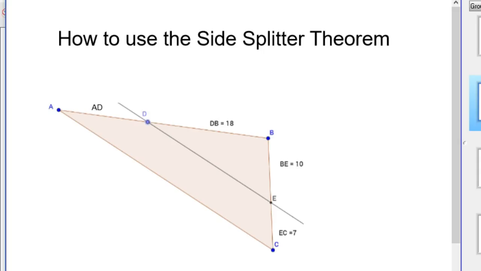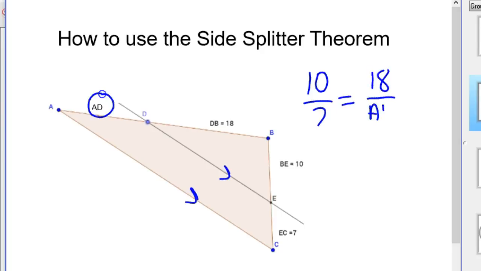Here's just a basic problem on how to use it. We want to find AD, that length. The line DE is parallel to the base, AC. The theorem states that BE, EC, DB, and AD will be proportional. In other words, 10 over 7 will be the same as 18 over AD.